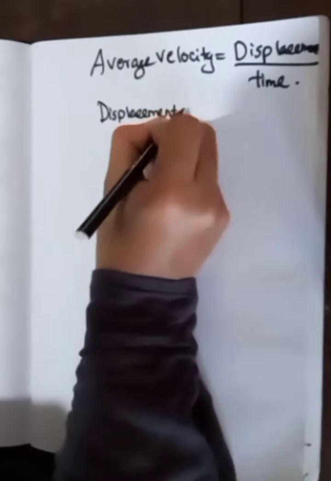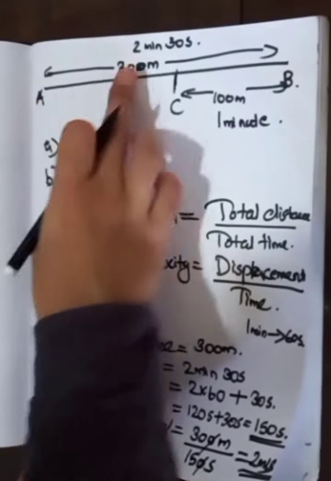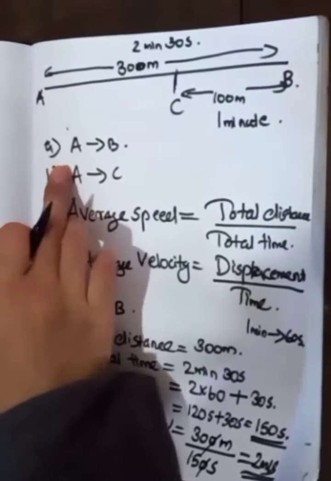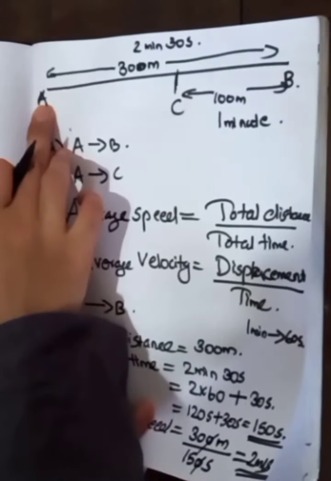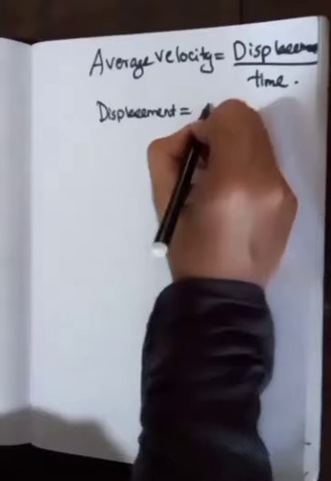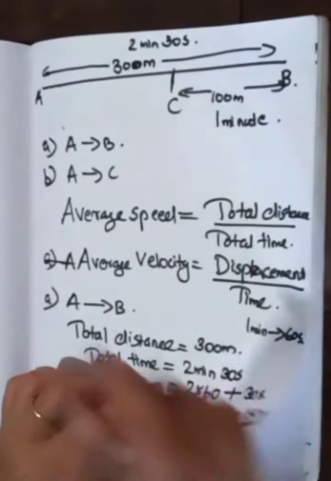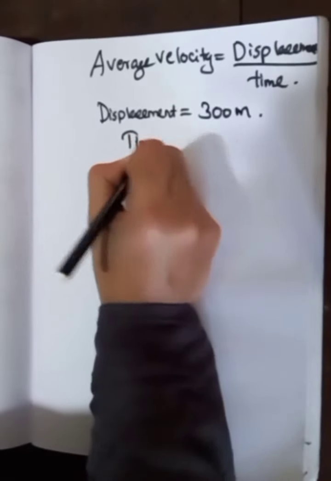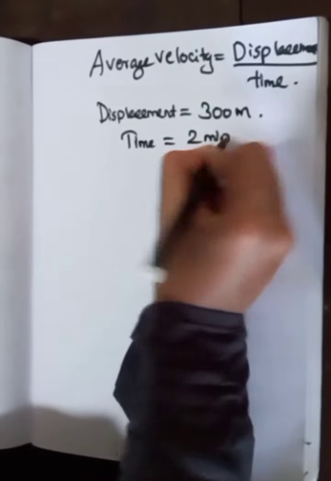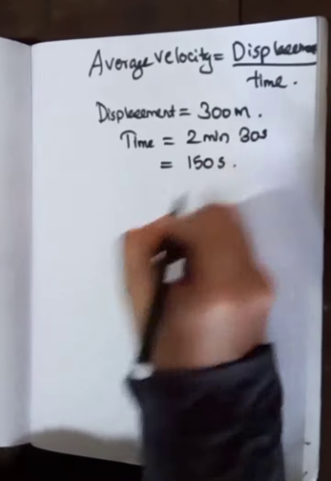Displacement is the final position minus the initial position. Here we calculate from A to B, so the final position is B and the initial position is A. The displacement here is 300 meter. The time is the same as before, 2 minutes 30 seconds, that is 150 seconds.